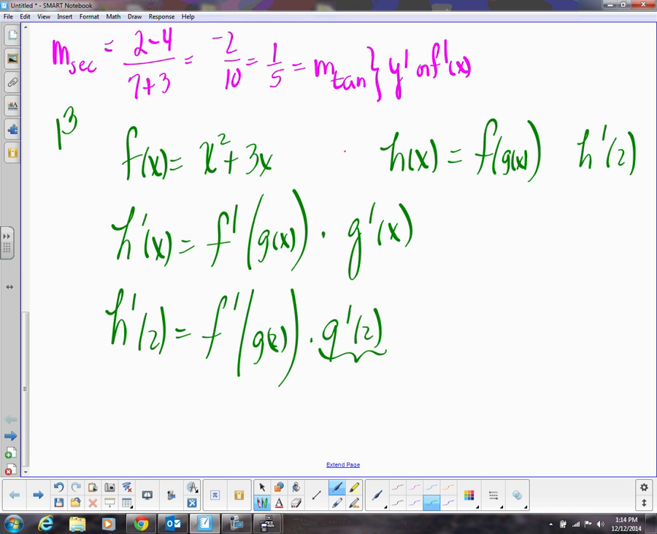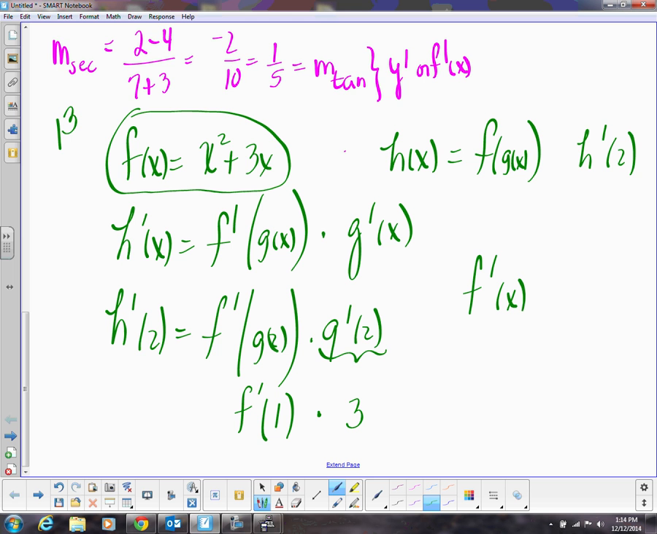and we look at our table to find g prime of 2. So we go over to x equal 2, the derivative is 3, but we also need the y value at 2, and that is going to be 1. So now we've got the derivative of f at 1. So now I've got to do the derivative 2x plus 3. Now I'm going to put 1 into the derivative, so I get 2 plus 3 equals 5. So we're going to have 5 times 3 equals 15.